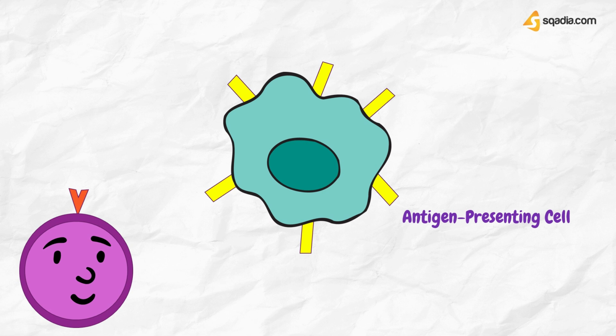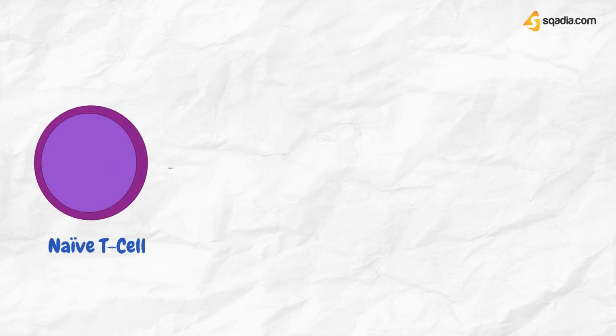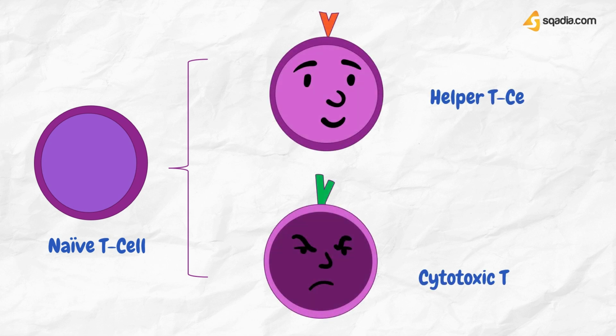Let's look at T cell activation in more detail. Naive T cells differentiate into helper T cells and cytotoxic T cells once they have been activated. The series of events that bring about this change are as follows.